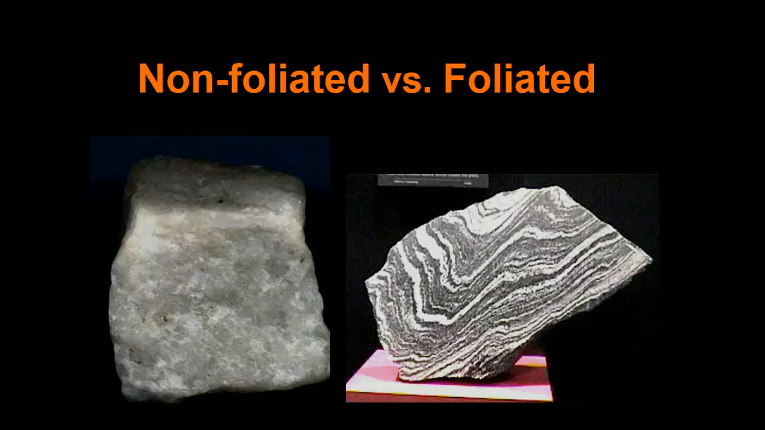And here is another example of non-foliated versus foliated. So this would also be considered a metamorphic rock. However, there is no foliation. Whereas on the right, we see the foliated stripes indicating the change that has occurred with the mineral alignment.